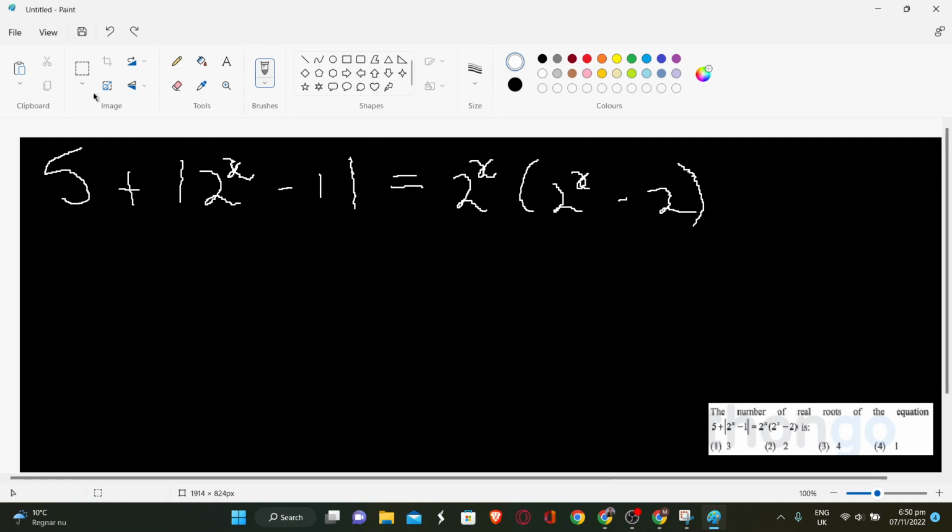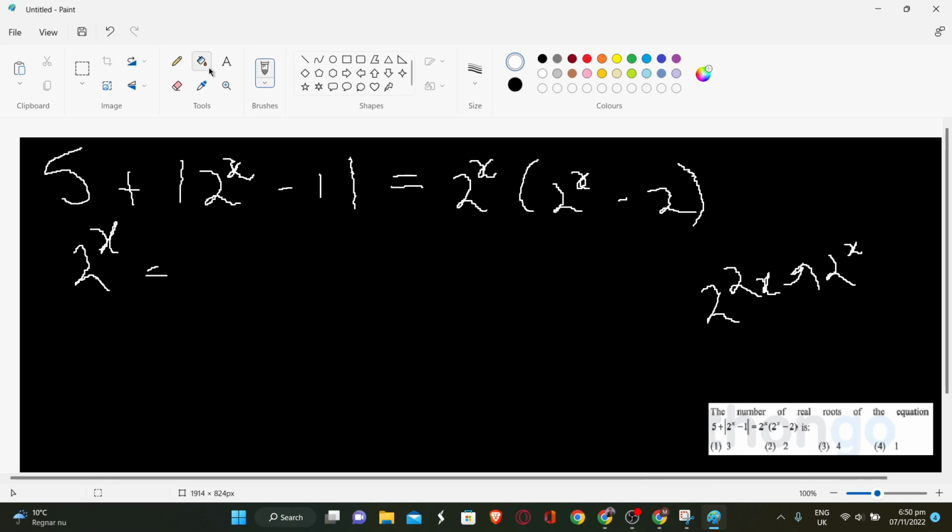Anyway, sorry, where were we? Yeah, 2 to the power x. That's the only variable here, and for any variable, like if we had 2 to the power 2x, we will still take this as 2 to the power x.